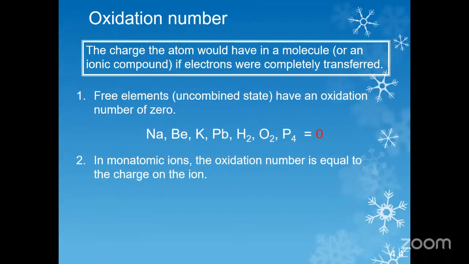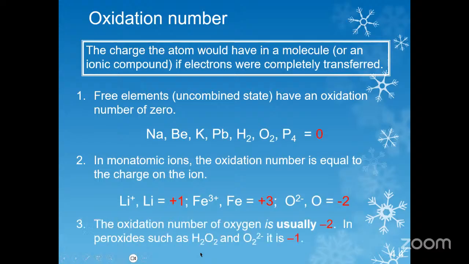In monatomic ions, the oxidation number is equal to the charge on the ion. So if it's a monatomic ion and there's a charge, that charge will be the same as the oxidation number. Here we have some examples. We have the lithium ion, where the oxidation number will be +1, the iron 3 ion, where the oxidation number is +3, and the oxide ion, where the oxidation number is -2. So for any monatomic ion, whatever the charge is on that ion, the oxidation number will be the same.